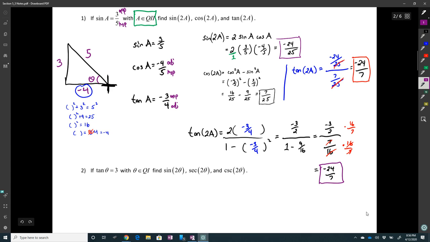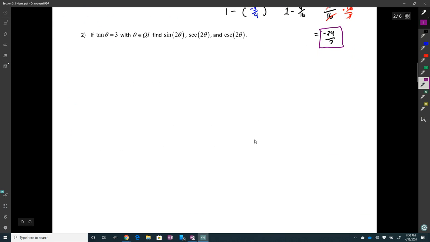All right, so that's the kind of problem you can expect from this section. They give you sine or cosine and then an angle or a number. You create your triangle, and then from there you can find all the other information. So let's do another one like it, except now it's asking for secant and cosecant, and the numbers are a little bit different. For problem 2, it says if tangent of theta equals 3, with theta in Q1, find these 3 functions. Again, we're in Q1 now, so my triangle is just the stereotypical triangle.